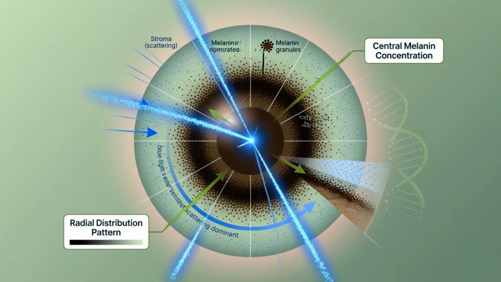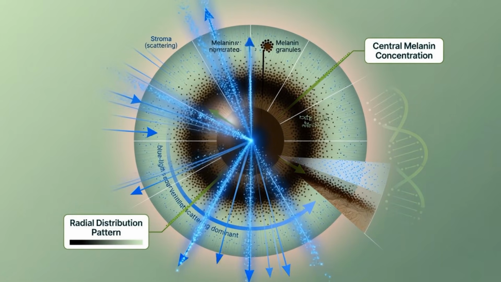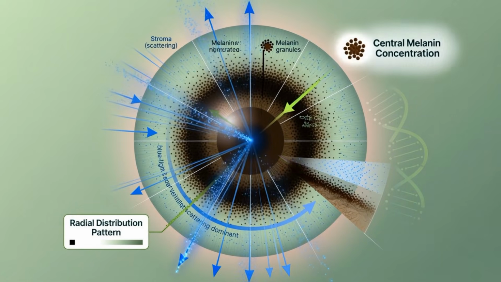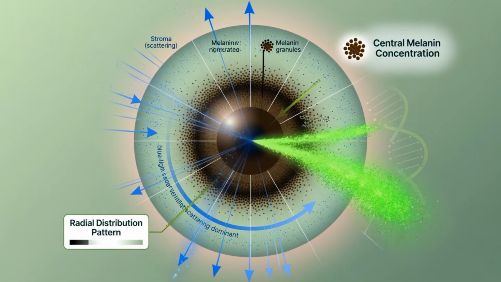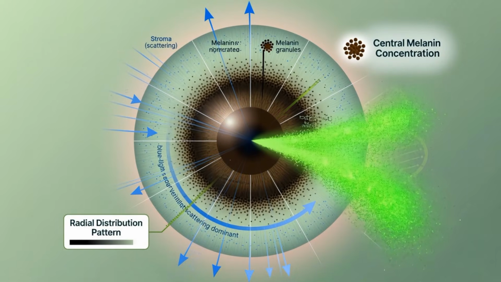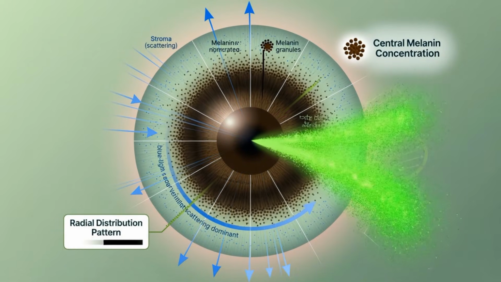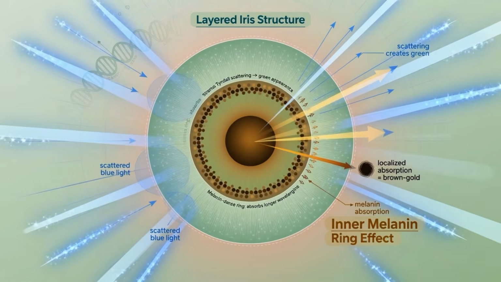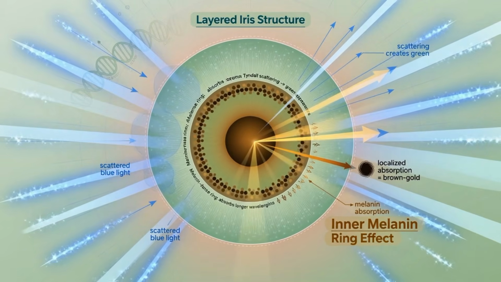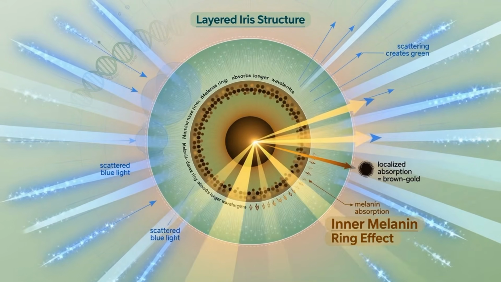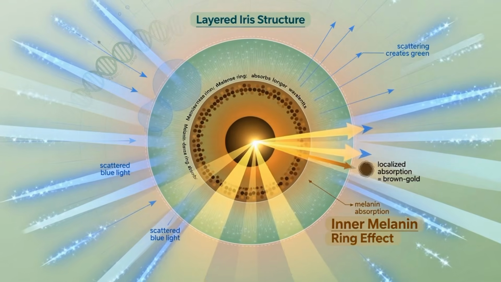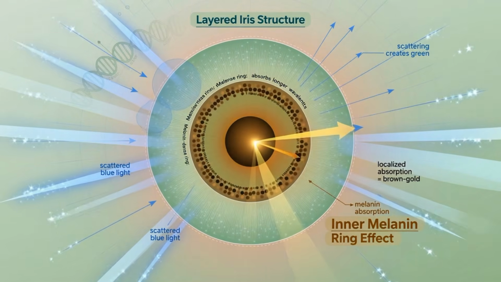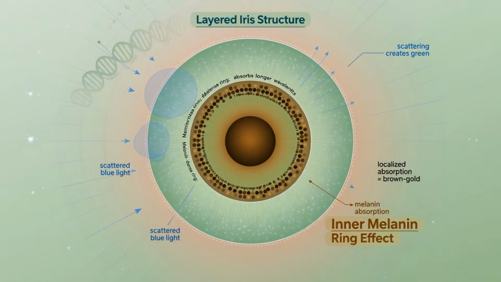Speaking of distribution, one of the most structurally interesting variants involves melanin that isn't distributed evenly across the iris at all, but instead concentrates heavily near the center. This creates a layered appearance. The outer iris shows the green that comes from light scattering, while the inner ring around the pupil shows brown or gold tones from the localized melanin.